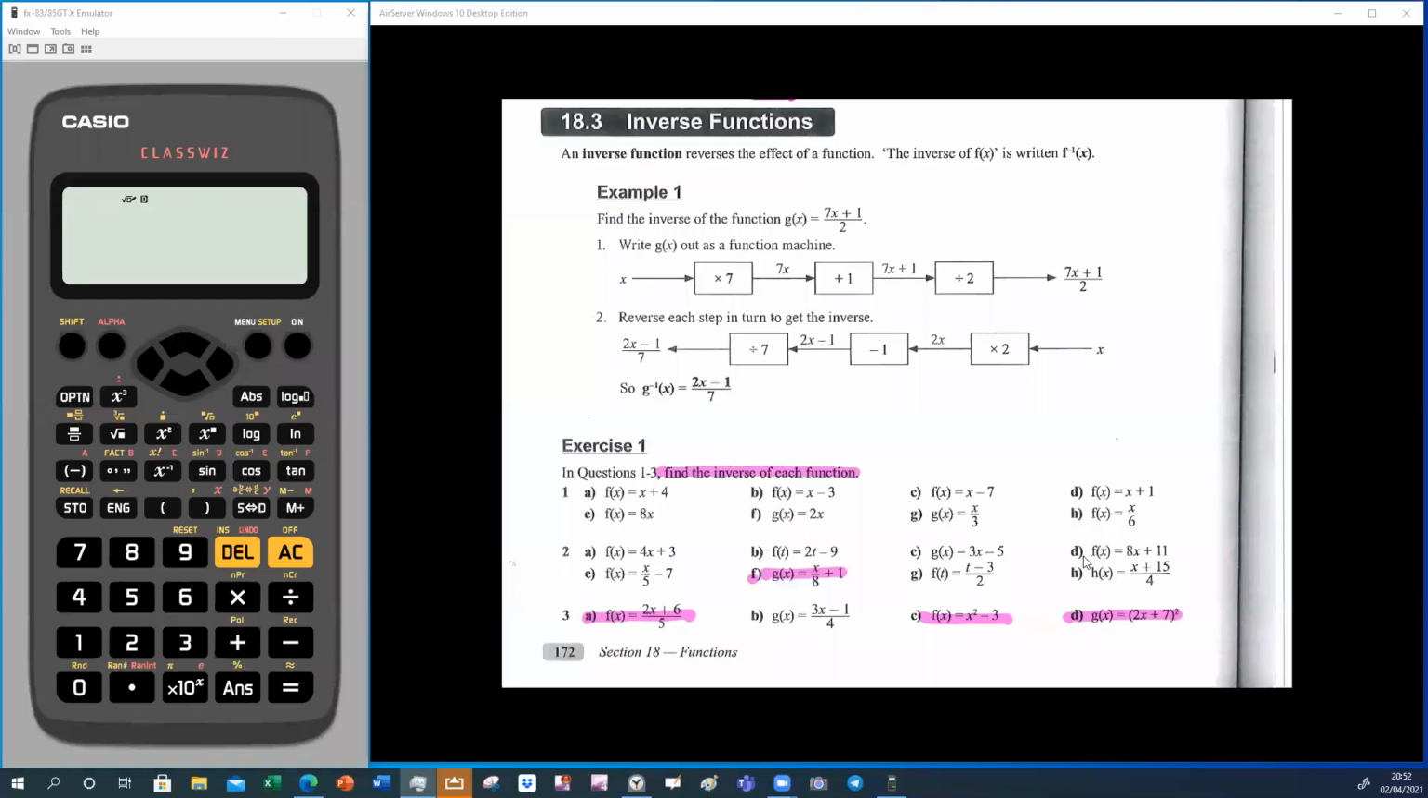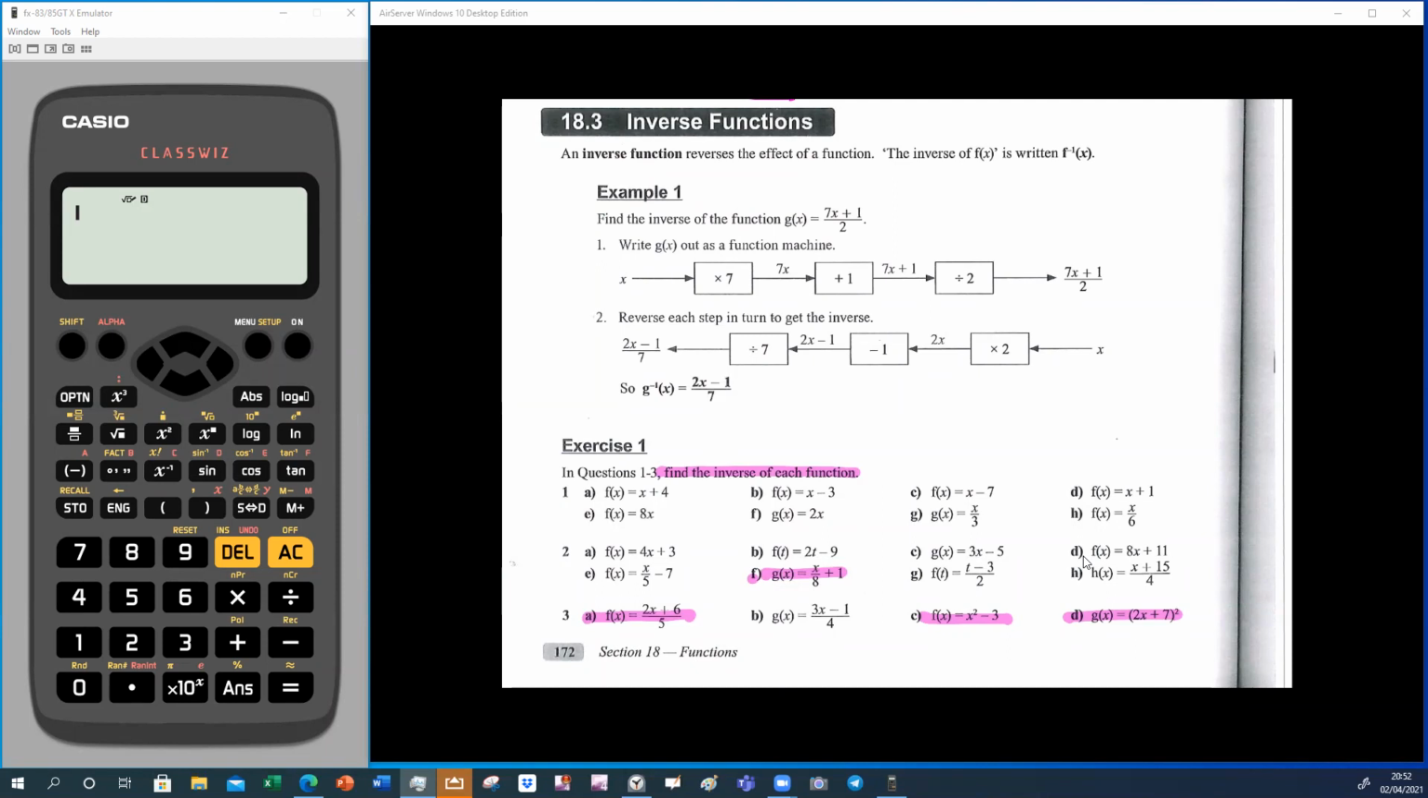Okay, so we're looking at inverse functions now in this new small video. An inverse function reverses the effect of a function. The inverse of f of x is written as f of minus 1 of x, like when we do sine of x and sine of minus 1 of x. It's the same kind of style.